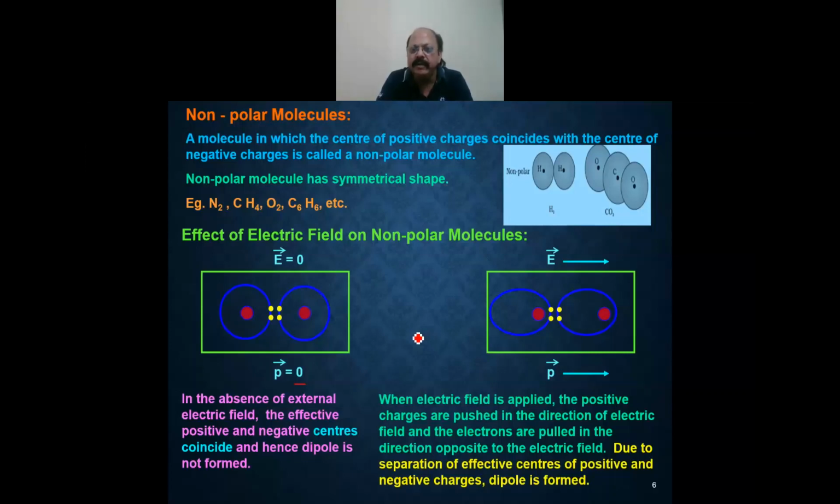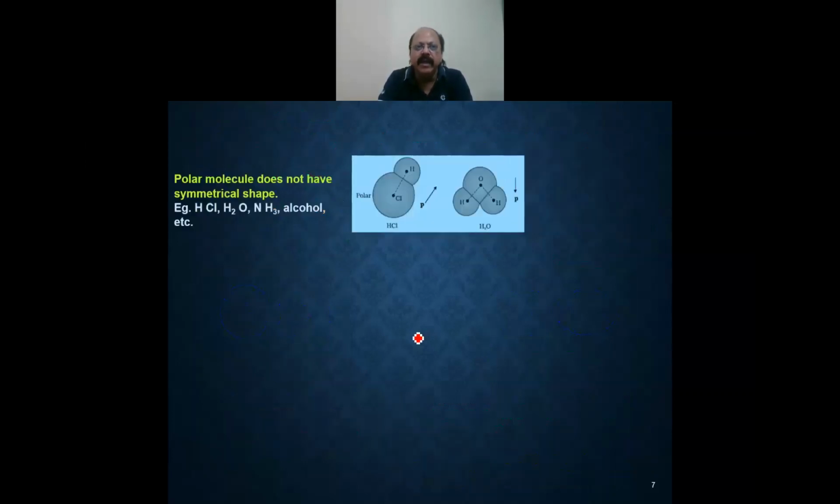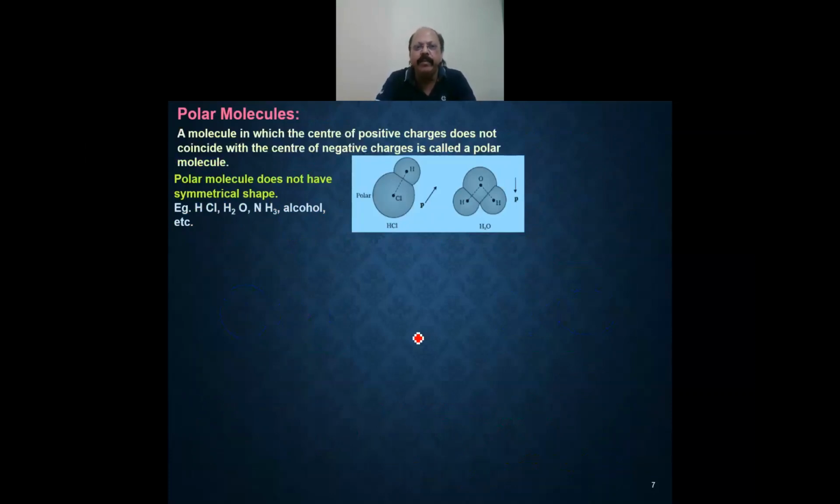Due to the separation of the center of the positive and negative charges, a dipole is formed. So that is called non-polar dielectrics or non-polar molecules. Similarly, polar dielectrics are made by polar molecules, that is, molecules in which the center of positive charge does not coincide with the center of the negative charge. When we say that they are made of polar molecules, then it is called polar dielectrics.